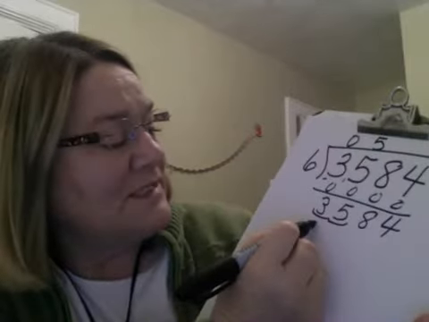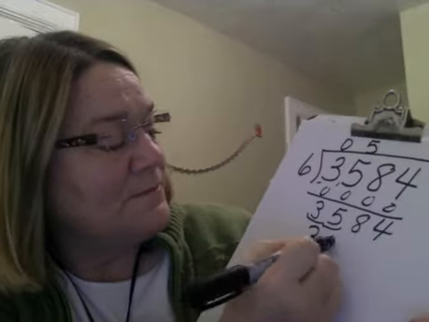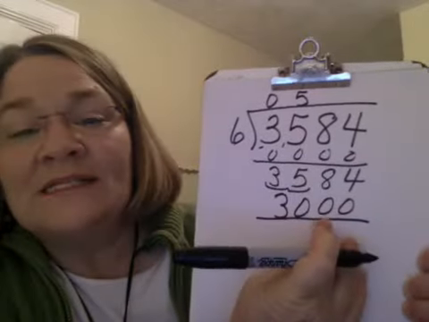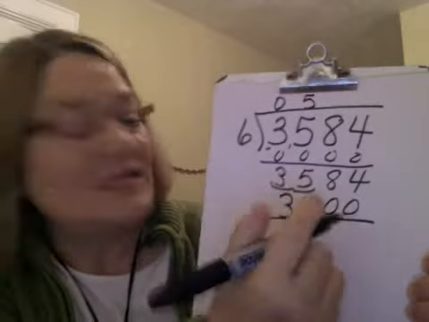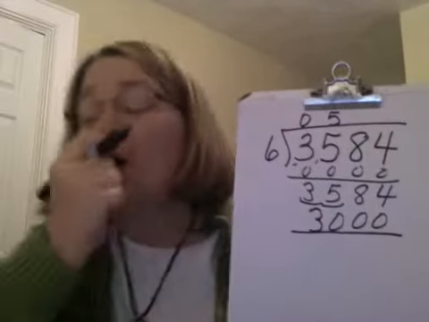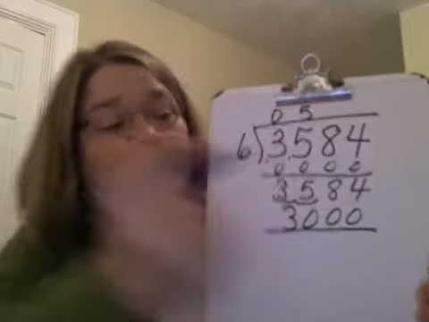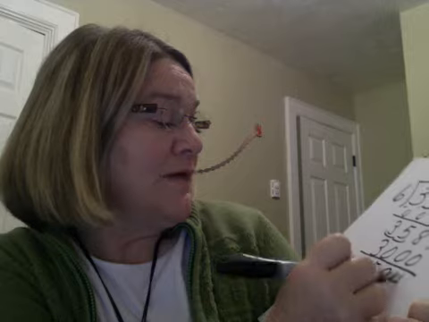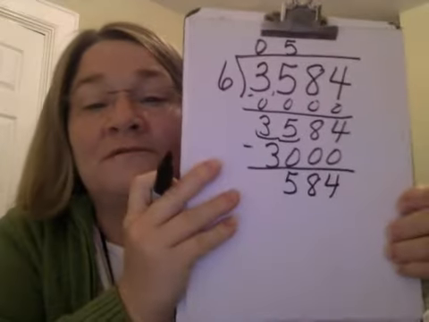And 5 times 6 is 30. And there's our hundreds place. We're in the hundreds place, so we put our 30 in the hundreds place and then did our zeros. When we subtract that, we end up with 584.